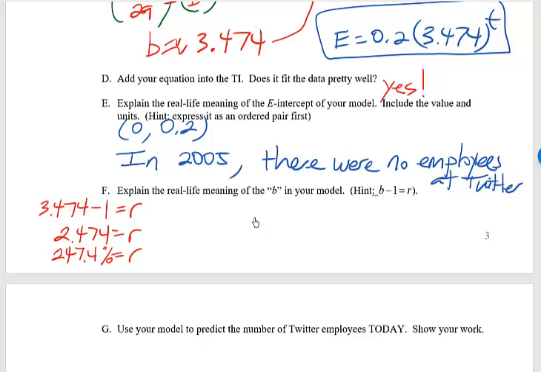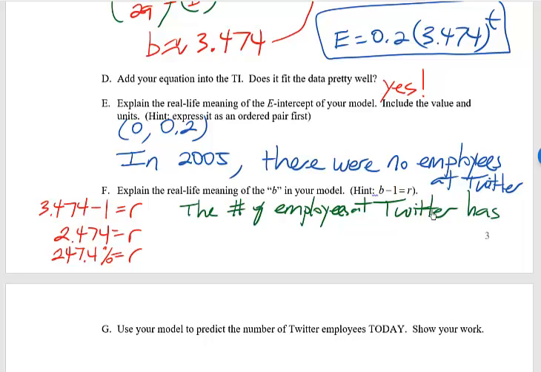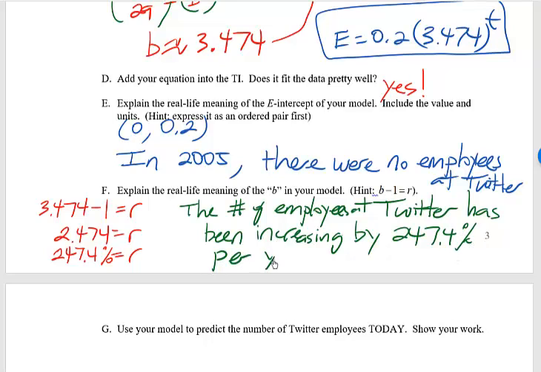Remember how we would write those sentences? We would start, the number of employees at Twitter has been, and then we use the word increasing or decreasing. Clearly here it's increasing by, and here's where the constant percent comes in, by 247.4% per year. That's large. That's why those numbers are going up so fast.